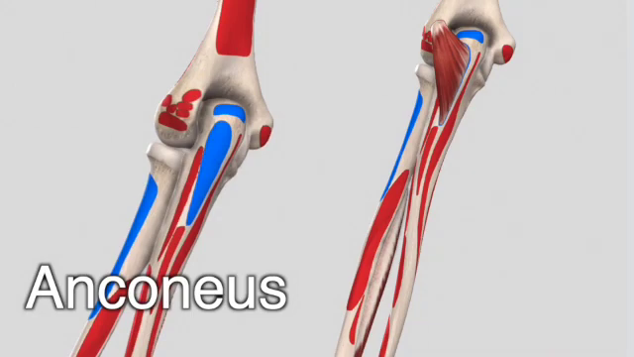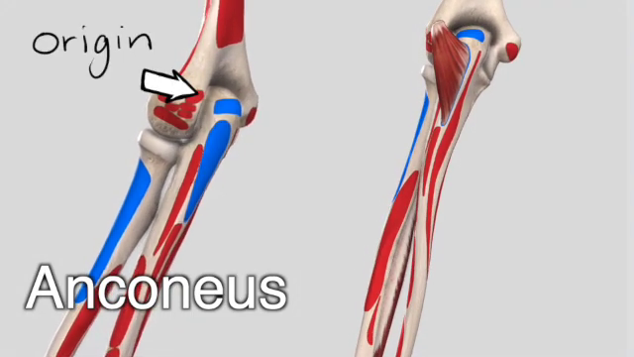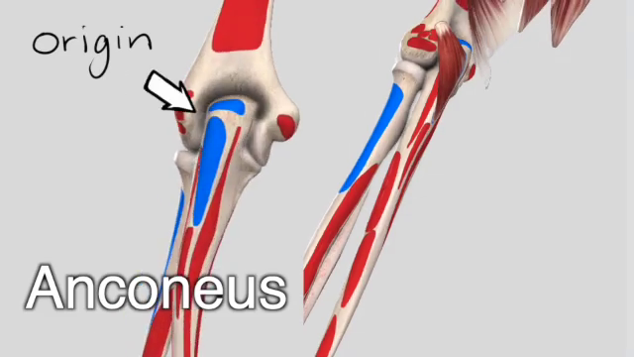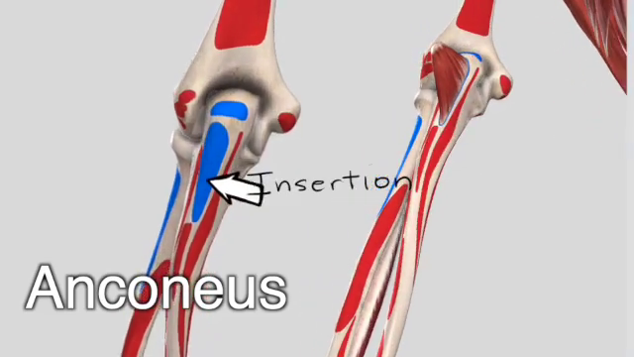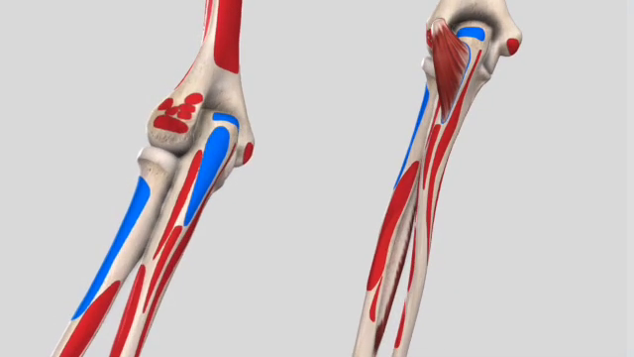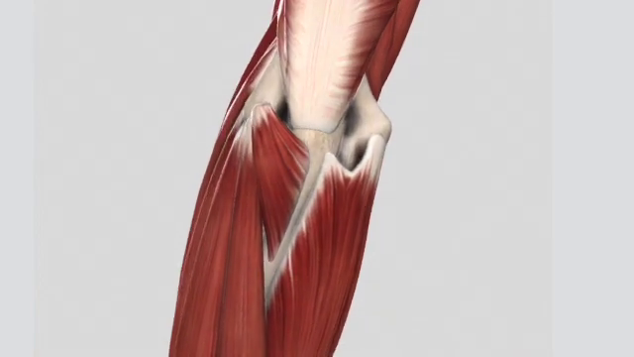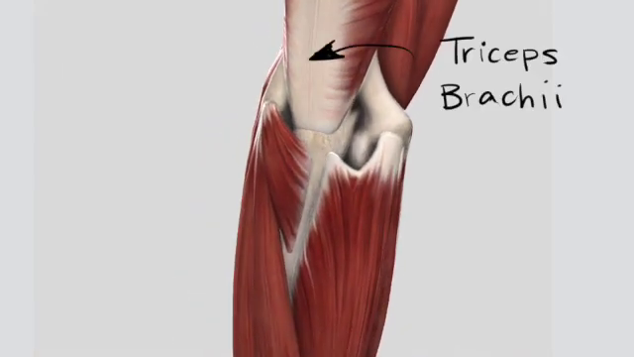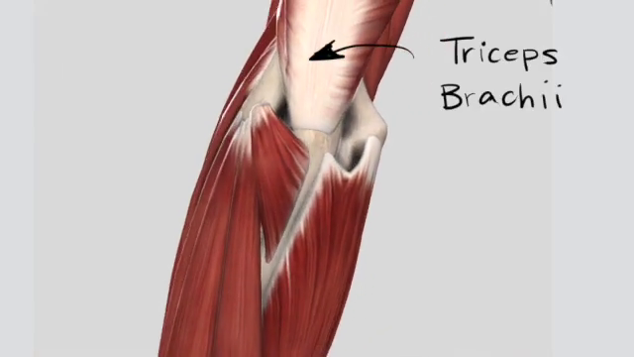Anconeus. Its origin is at the posterior aspect of the lateral epicondyle of the humerus. Its insertion is at the olecranon at the proximal end of the body of the ulna. The anconeus is found in the posterior compartment of the arm. It is a short, triangular skeletal muscle whose fibers can be found merged with those of the triceps brachii muscle.